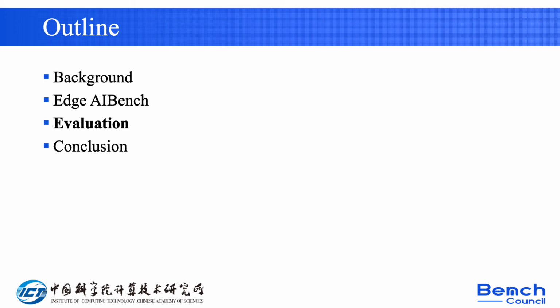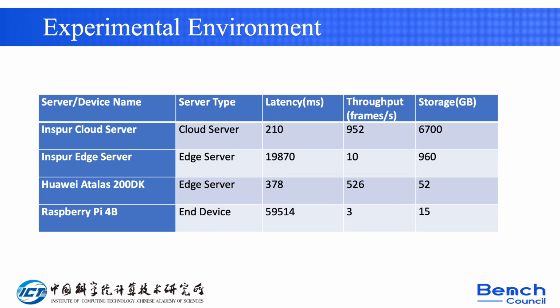Next, I'll introduce the experimental results of Edge AIBench. We construct the experimental environment to simulate a realistic cloud edge computing scenario. Additionally, we assume that the cloud server has the highest computational ability. The edge server's performance is lower, and the end device's performance is the lowest. Meanwhile, the cloud server has a longer distance to the end device than to the edge server. This is our experimental environment.